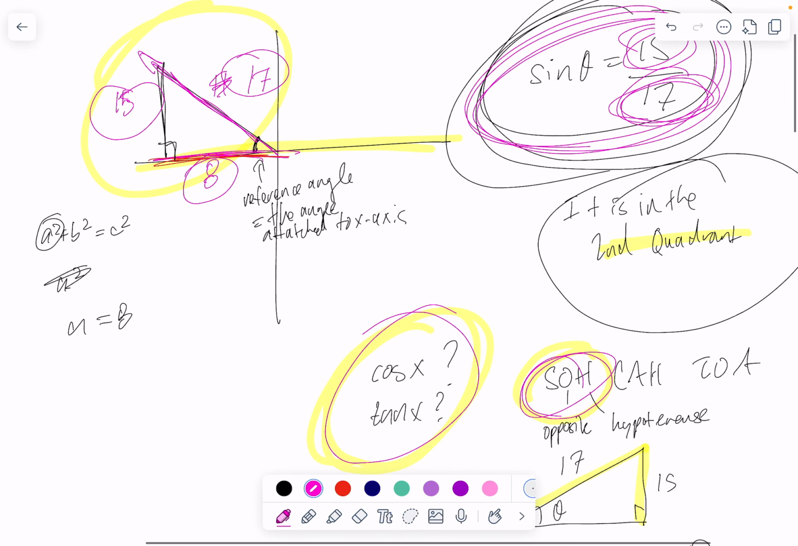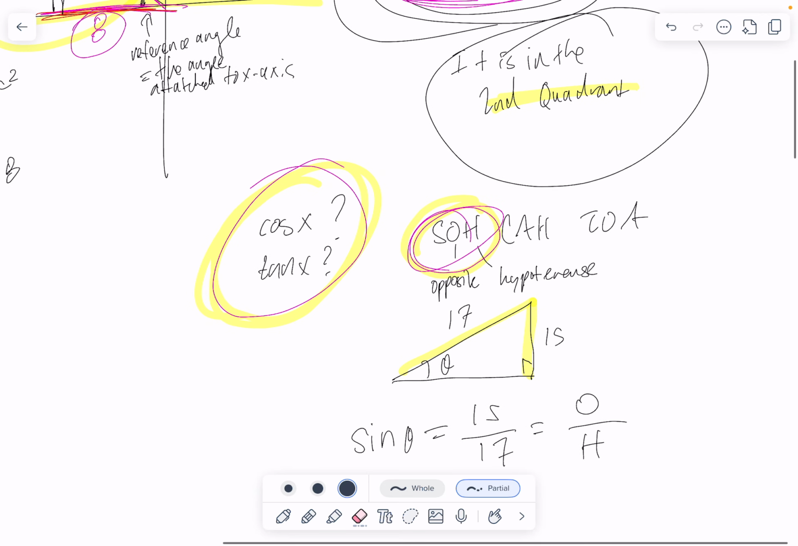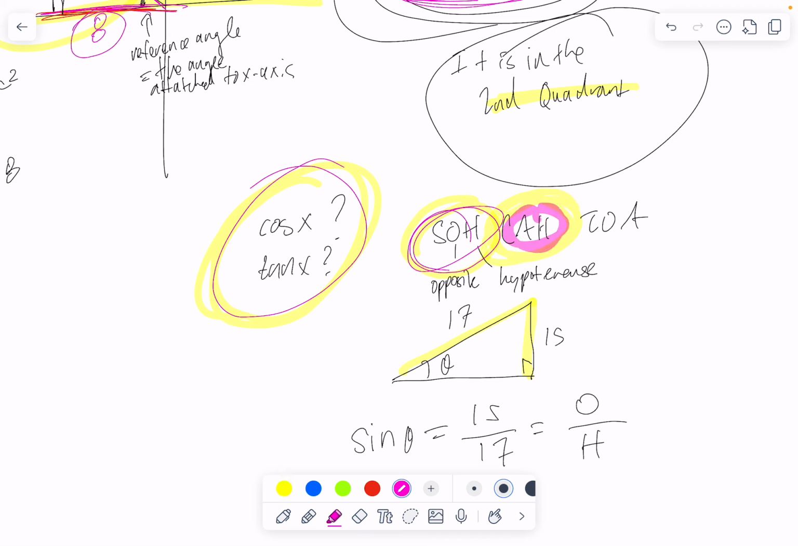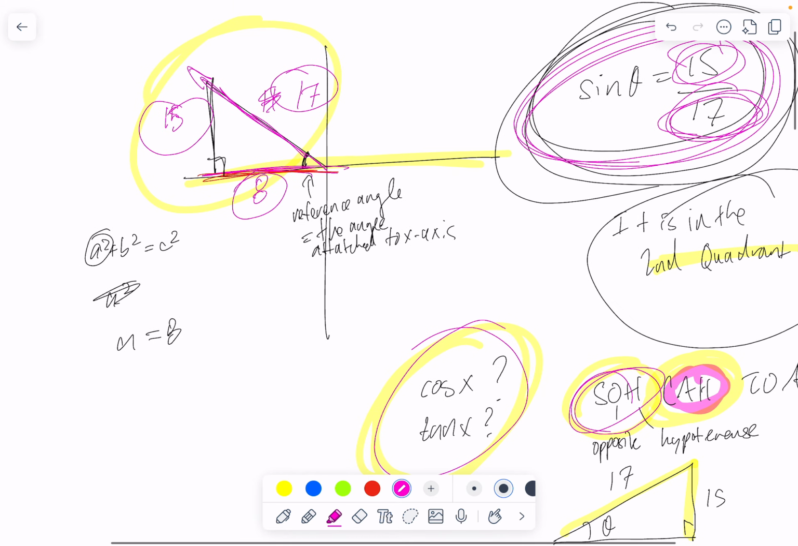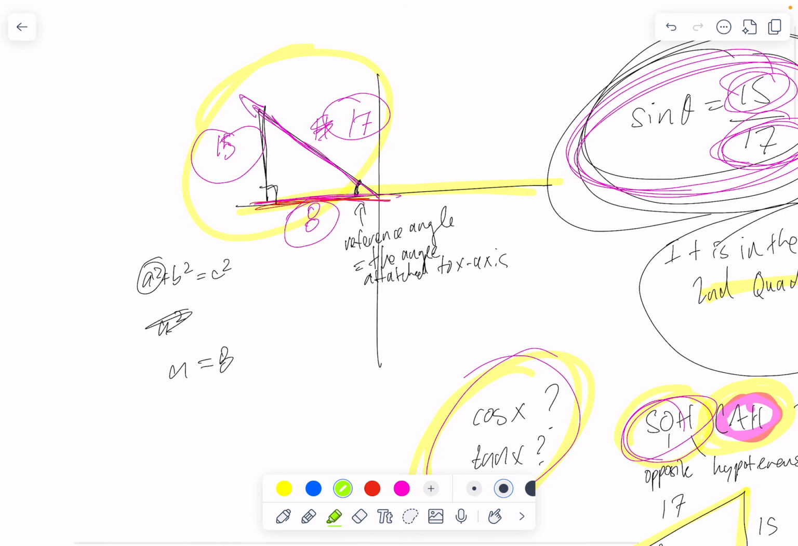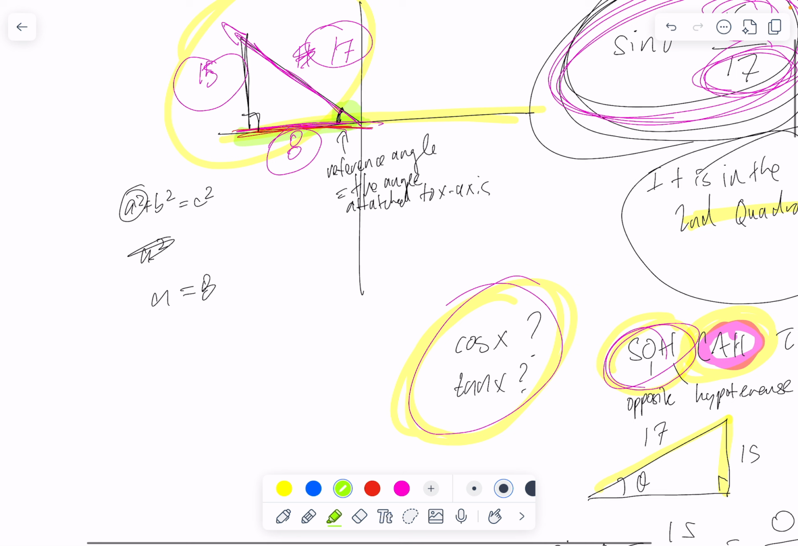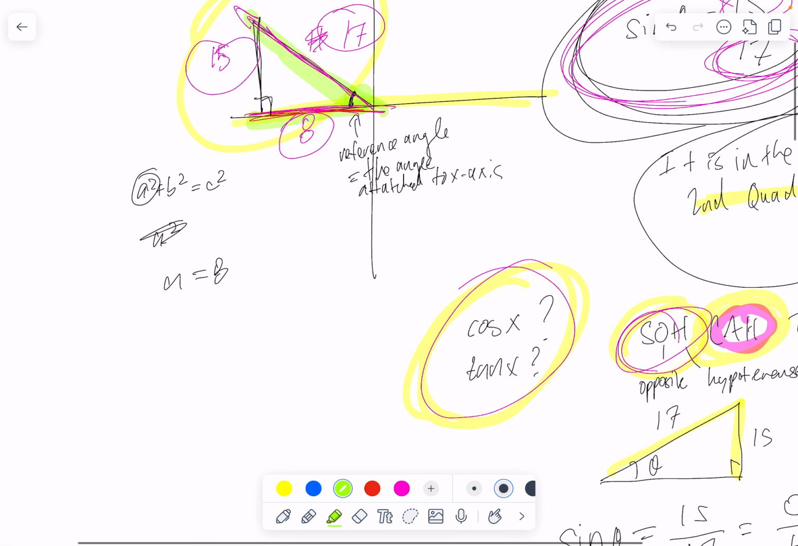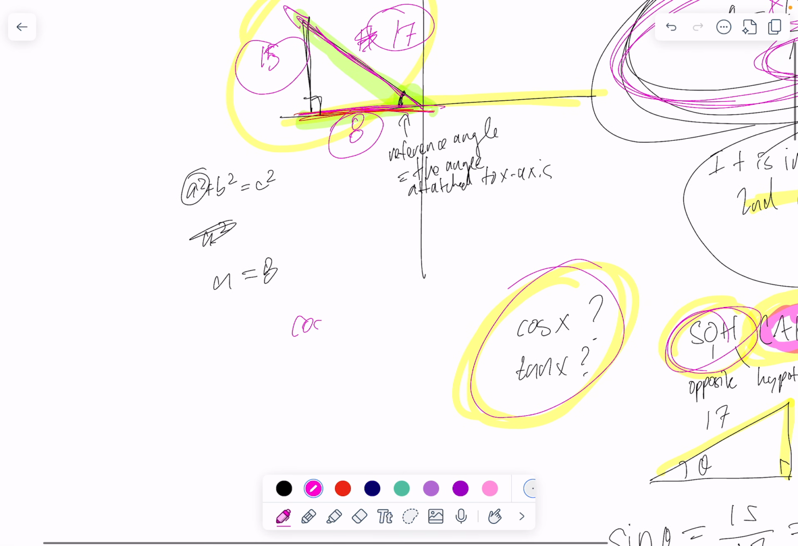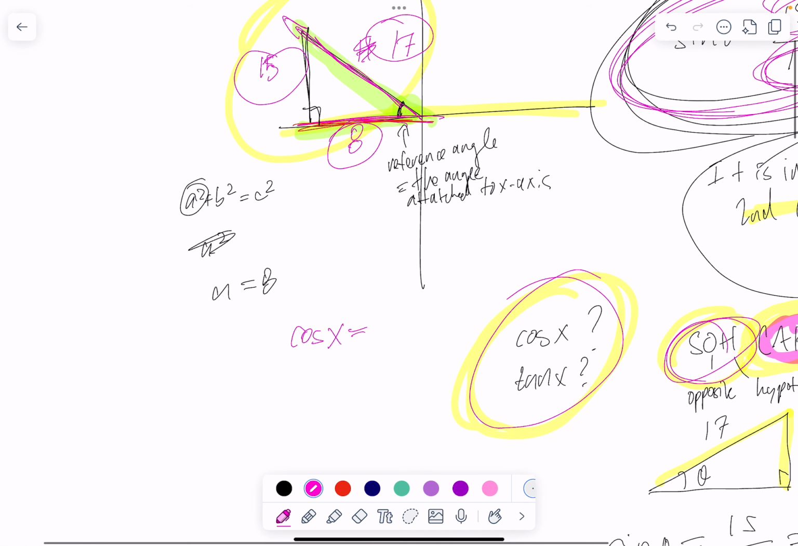So if we go back to SOHCAHTOA, we're going to go to the CAH part. Now I want you to focus on adjacent and hypotenuse. Which one is adjacent in this triangle? Which one is hypotenuse? If this is our angle right here, the adjacent one is 8 and the hypotenuse is 17. So cosine x is equal to adjacent over hypotenuse, which is 8 over 17.